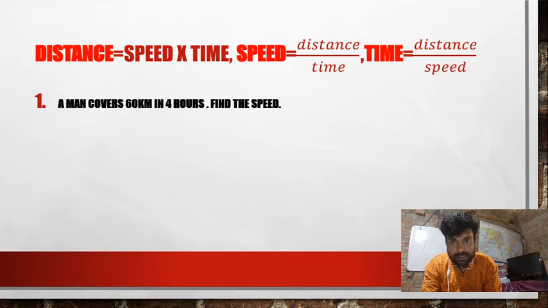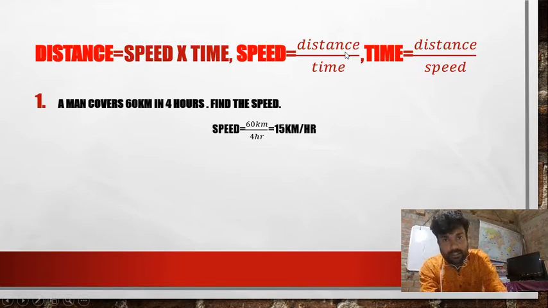A man covered 60 kilometers in 4 hours, find the speed. So speed is distance by time, so he covered 60 kilometers by 4 hours, equal to 15 kilometers per hour. This is the right answer.